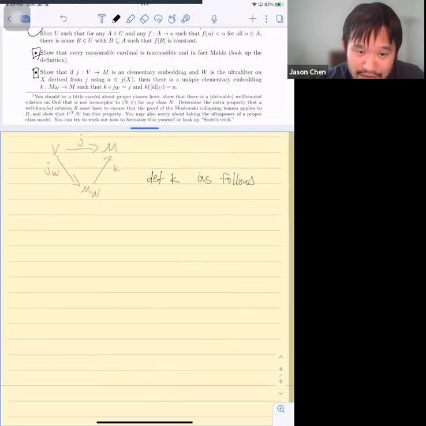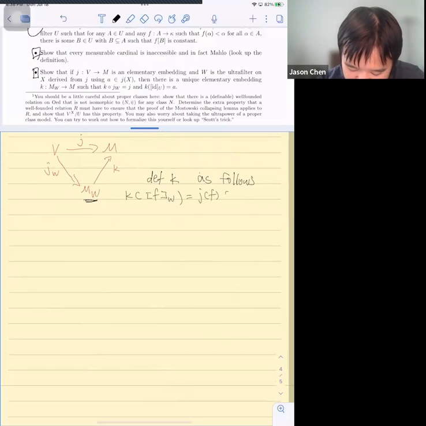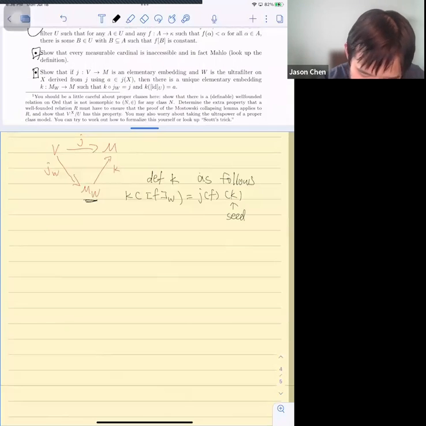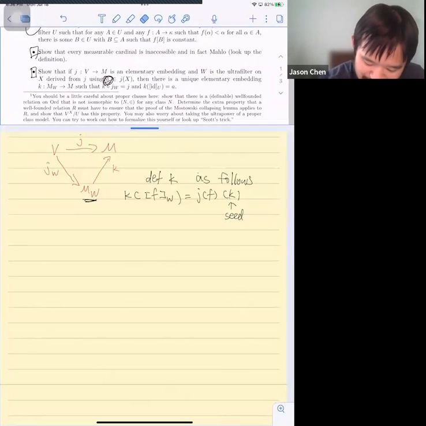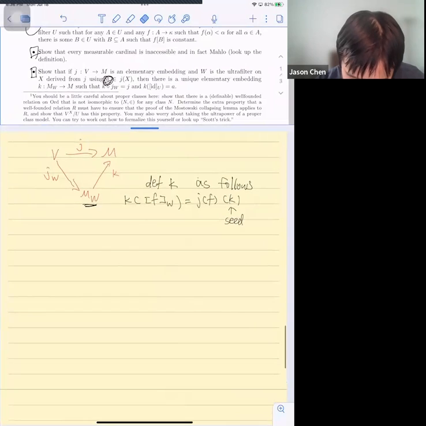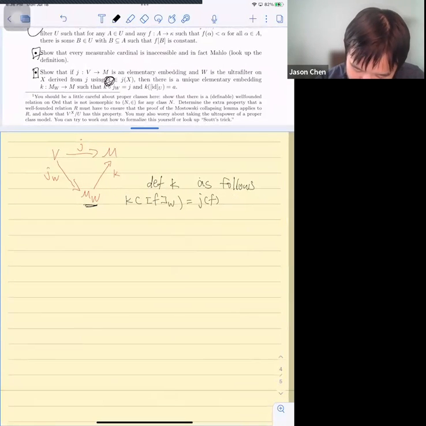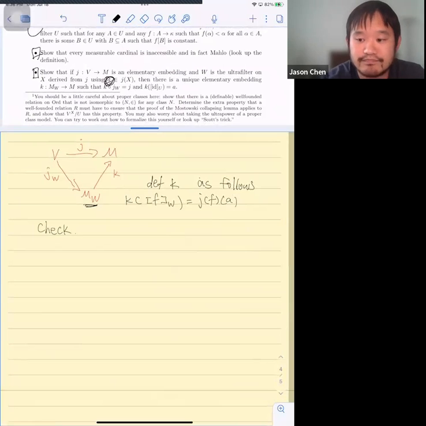To ensure elementarity, you want to map k of, so things in here are just equivalence classes of functions, right? Given this function f, you map it to j of f of kappa, where kappa is the seed. I think the seed is a here, sorry. There's some notational inconsistency here, so let me erase this. So j of f of a. Now this is what you want, and then just check. It's not very difficult.